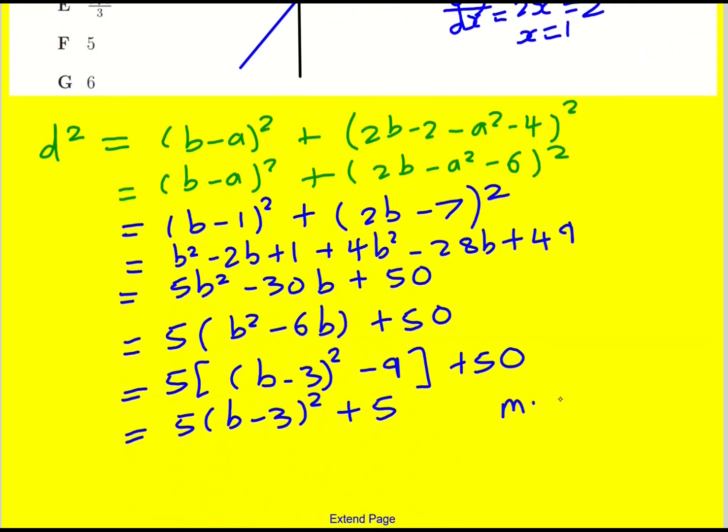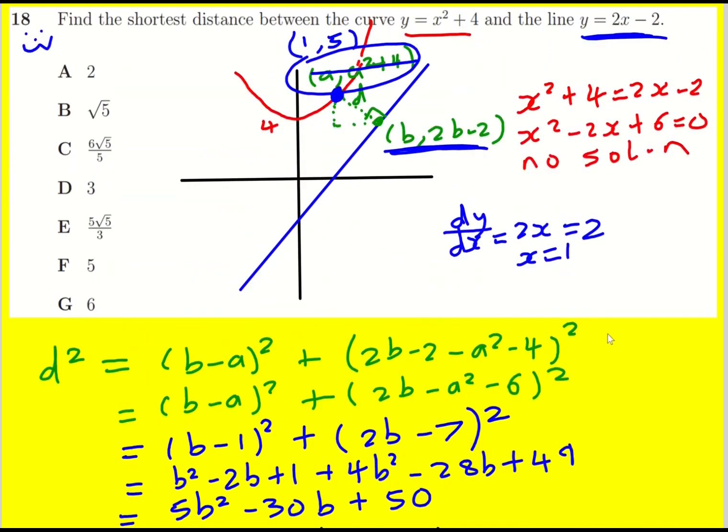But the minimum of d squared is therefore going to equal 5, and therefore the minimum of d is going to equal the square root of 5. So our answer is B.